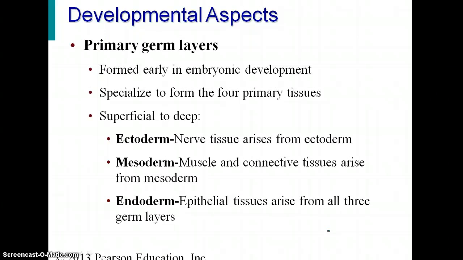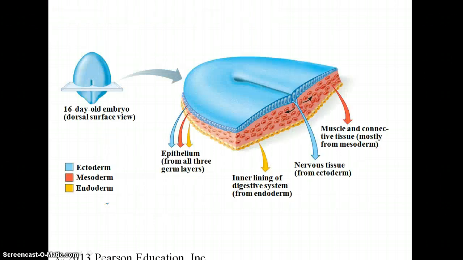Developmental aspects of your tissues: you have what are called 3 primary germ layers in embryonic development, and these are going to form into the 4 primary tissues. So the primary germ layers are the ectoderm, the mesoderm, and the endoderm, and I'm going to go ahead and click to the picture so you can see it.